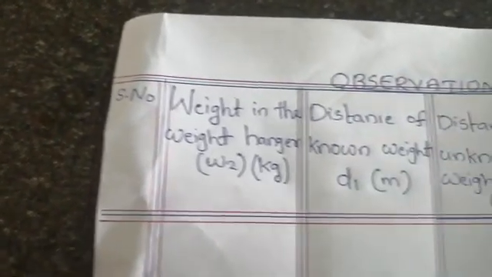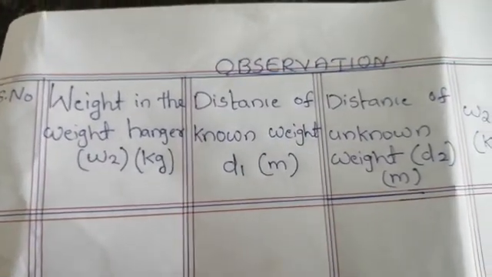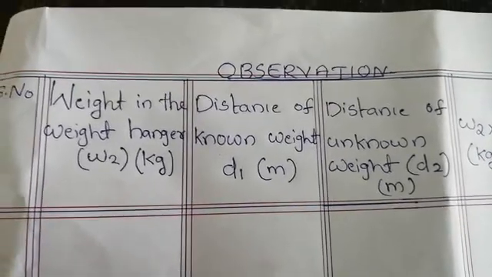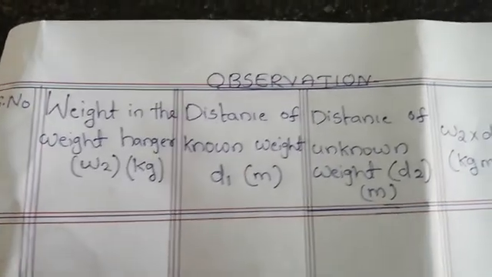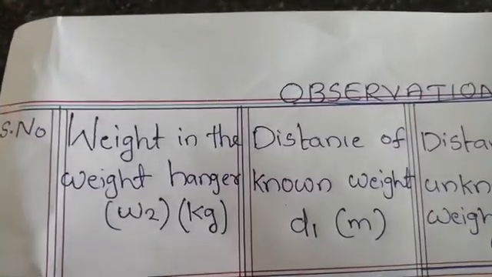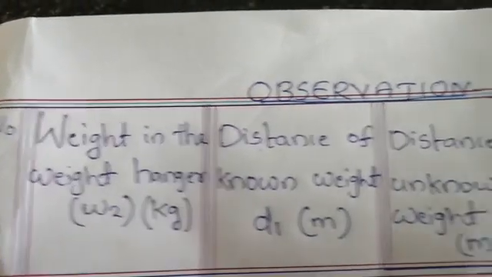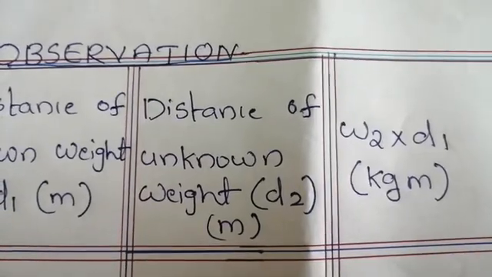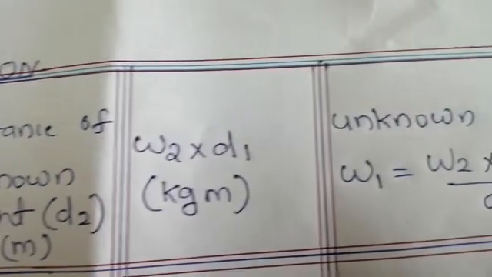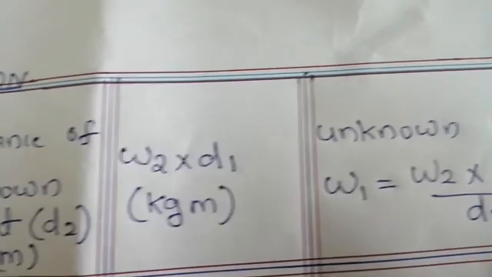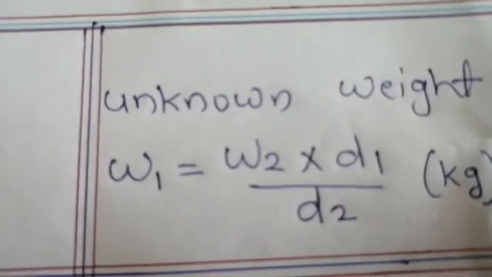Second column, it is given weight in the weight hanger, W2. That is our non-weight weight hanger, W2. It is given in kilogram. Distance of non-weight, distance of unknown weight, W2 into D2. Last column, unknown weight is equal to one equation is given.